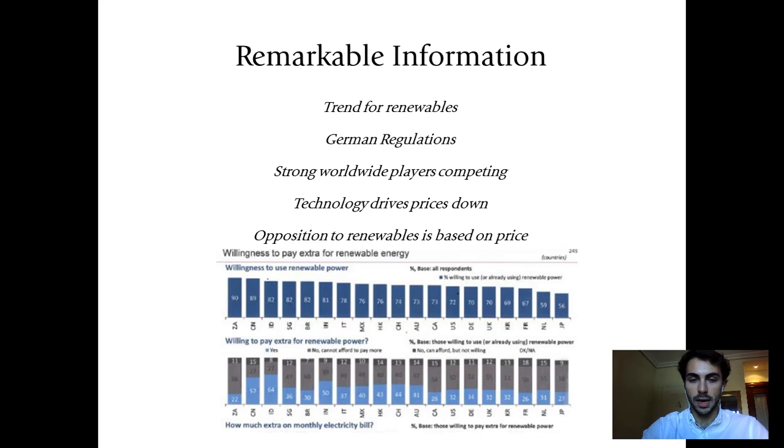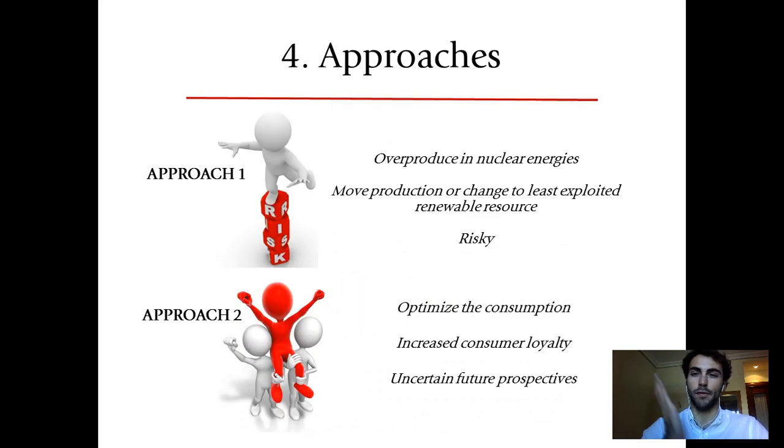Now we're going to talk about the different approaches. The first approach is focusing on nuclear energies for a while, and then going for the least exploited resource to be the main producer. This alternative seems profitable in the short term, since Ion already has nuclear plants in Germany producing 8% of its energy portfolio. However, German law poses a problem for this alternative, since from 2022 the nuclear plants in Germany have to be shut down.